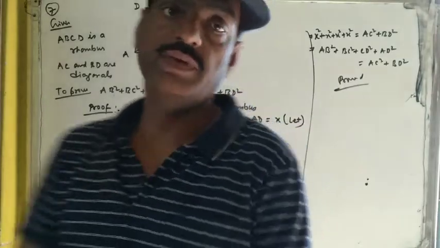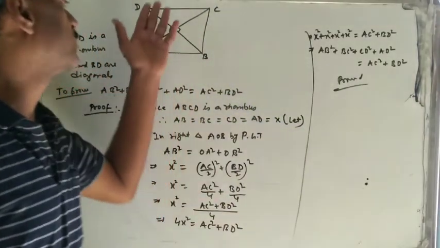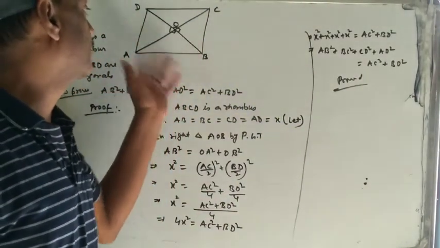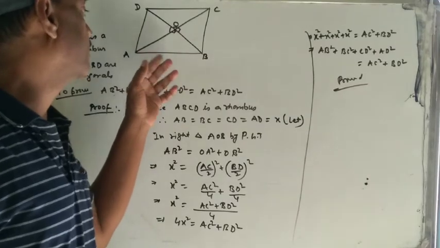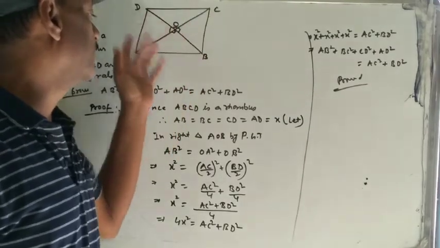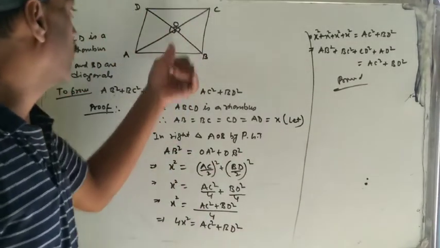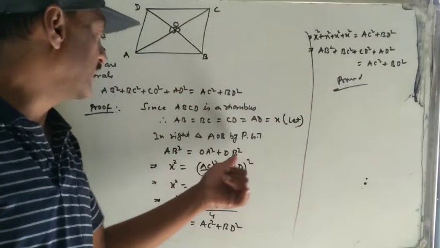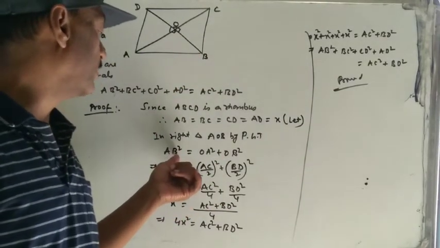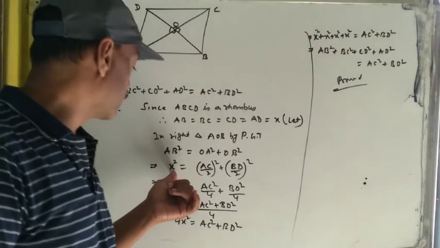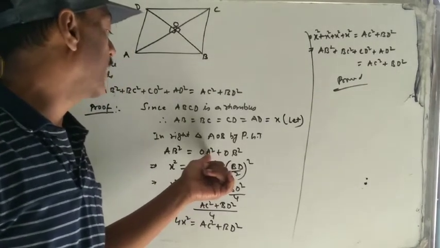So this question is very simple to solve. At first we have taken a rhombus ABCD, and we let AB equal to BC equal to CD equal to AD equal to x. Now by the Pythagoras theorem we have written this, and in place of AB square we write x square, and now it is OA square.